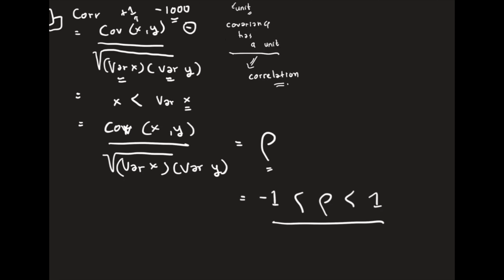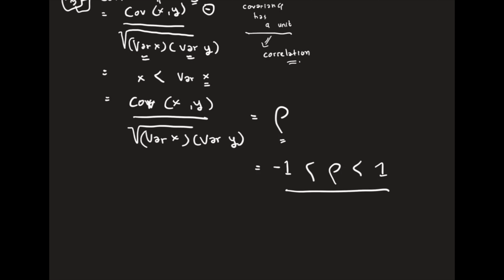So if the correlation is minus 1, it means x and y are really opposite: when x goes up, y goes down. And 1 is when x goes up, y also goes up, and 0 means there is no relation at all.